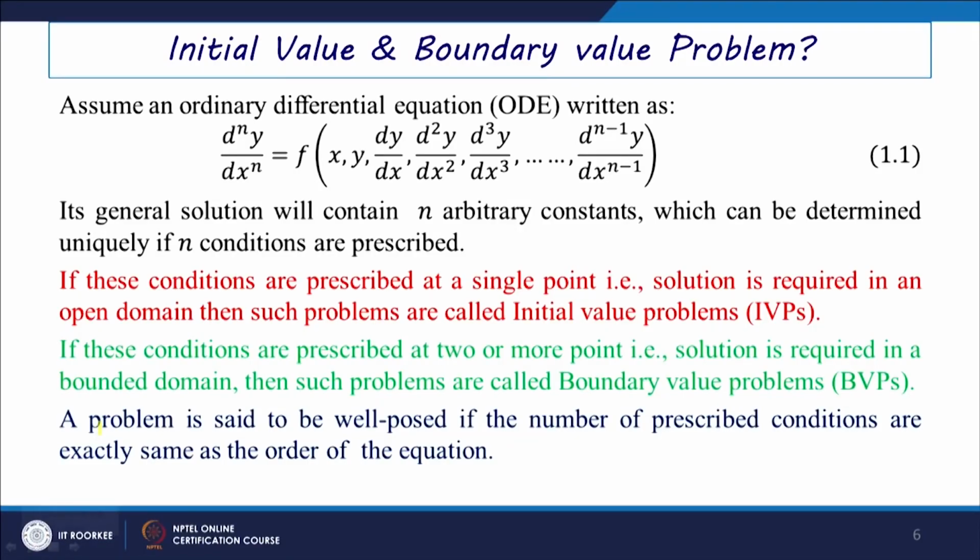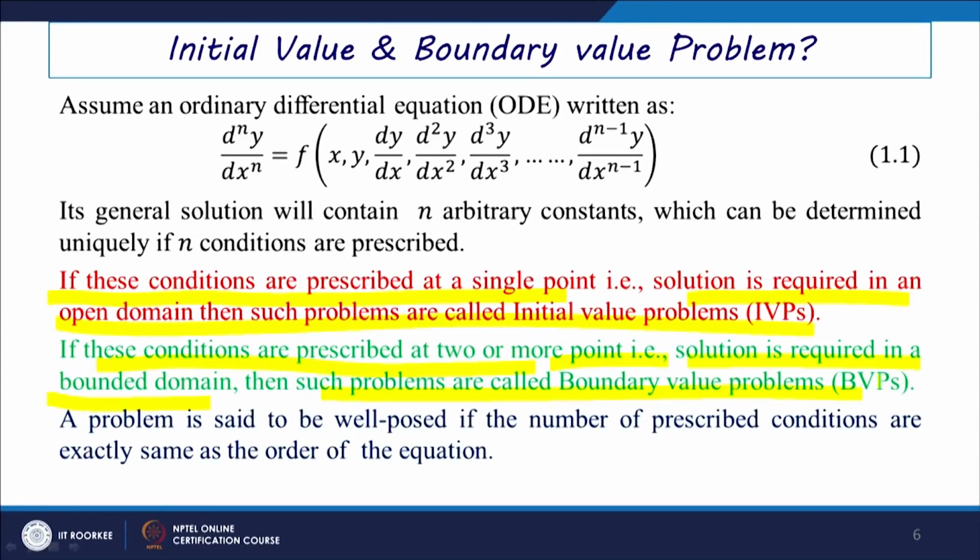Especially in this section here, if these conditions are prescribed at a single point, that is, the solution is required in an open domain, then such problems are called initial value problems. And if these conditions are prescribed at two or more points, and the solution is required in a bounded domain, then such problems are called boundary value problems.